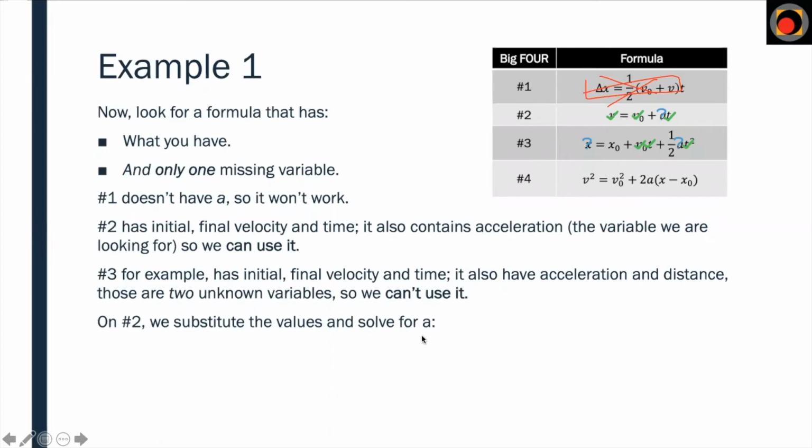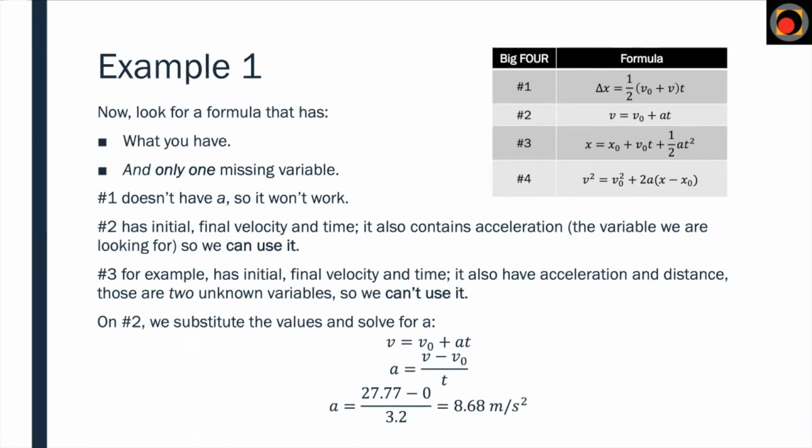We can substitute the values and solve for A. It's pretty simple. You'll pass VO to the left subtracting, then the T dividing, and we will have this. Then you can substitute the values. Final velocity was 27.77, initial velocity was 0, 3.2 is the time, and then you just put everything on the calculator and pop, we are done. 8.68 meters per square second.